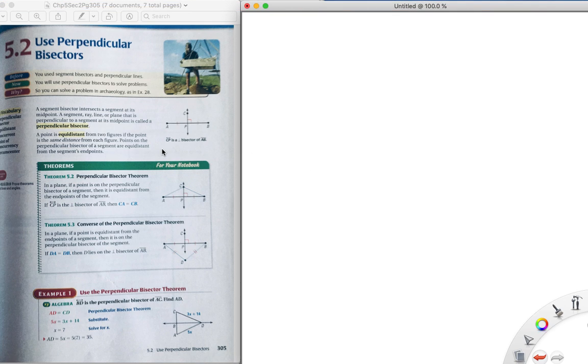Alright, this is Honors Geo, Chapter 5, Section 2, Perpendicular Bisectors.